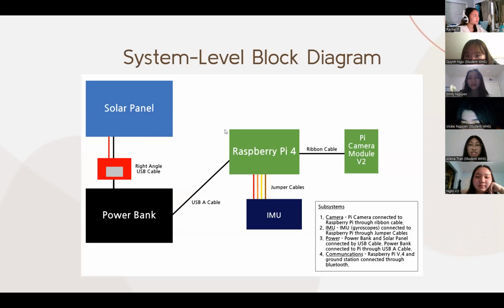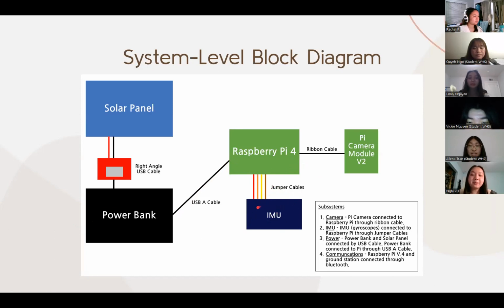Okay, so I was in charge of the CAD for our CubeSat along with our block diagram. Let's start off with our block diagram. We first begin with our solar panel, which charges the power bank, and they are connected through a USB-A to USB-C cable. From there, we use the USB-A to USB-C cable from the power bank to power the Raspberry Pi. The Raspberry Pi is connected to the IMU through jumper cables. The IMU is essentially a gyroscope giving us data on acceleration, angular velocity, and temperature.